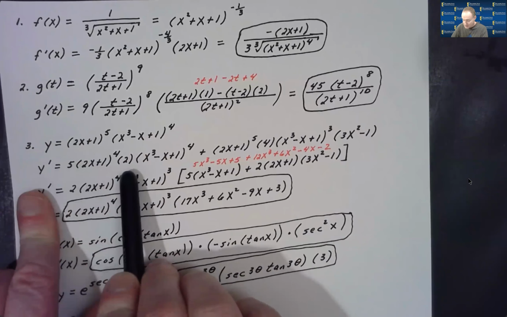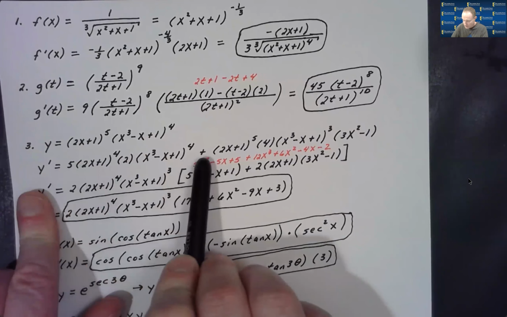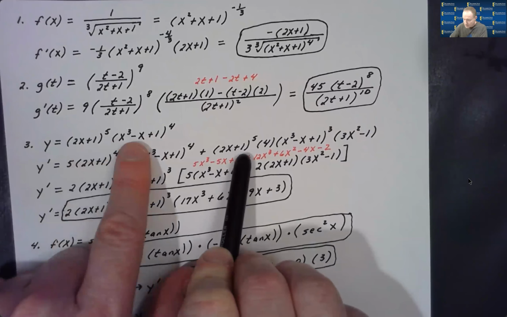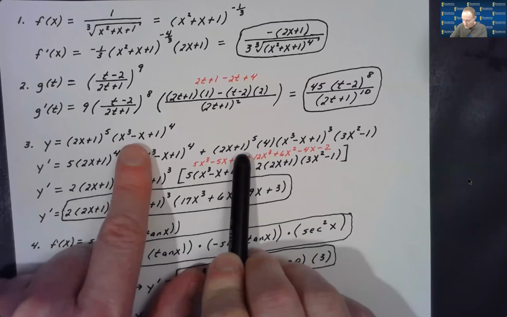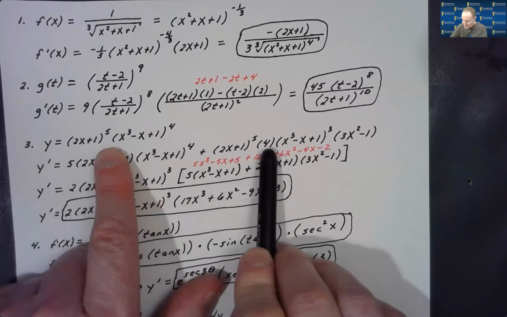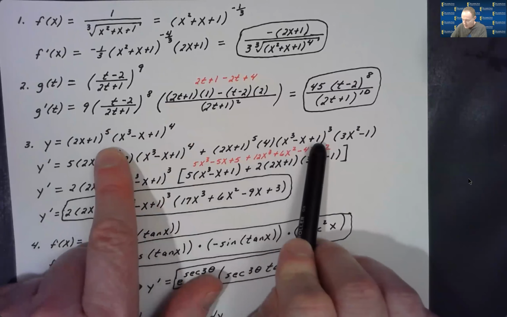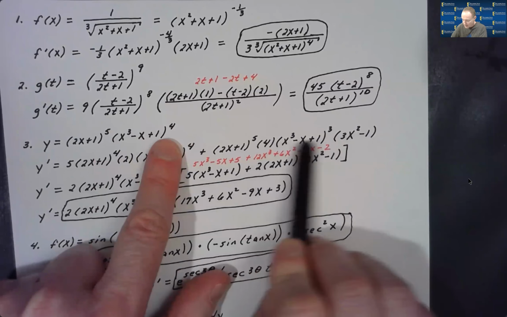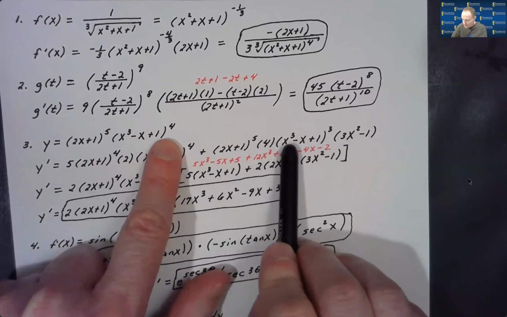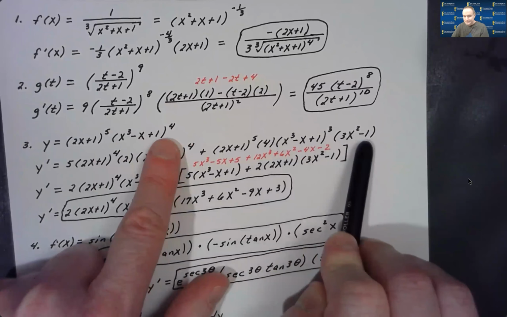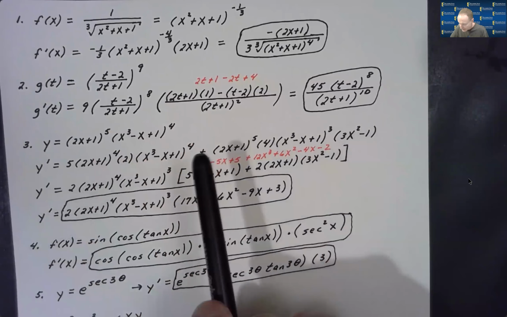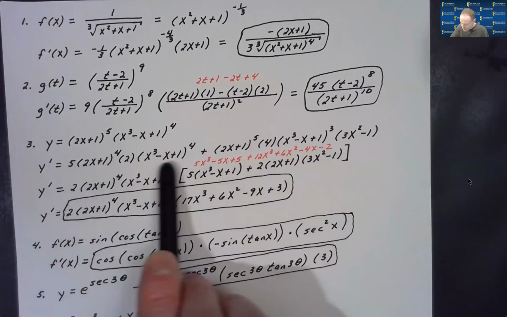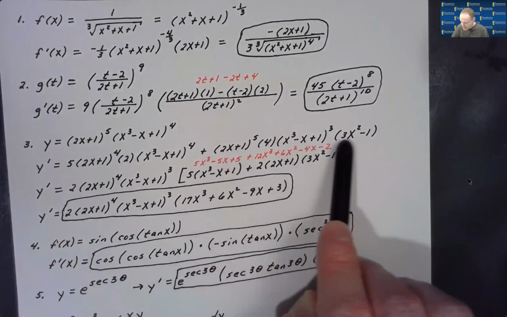Now, times the second, plus the first, 2x plus 1 to the 5th, times the derivative of the second. And for that, the 4 has to come down in front, times the group, raised to the 3rd power. And then this is the derivative of the inside of that group. I get the 3x squared minus 1. Now, at that point, I wanted to factor. I think all of this is my first term. All of this is my second term.